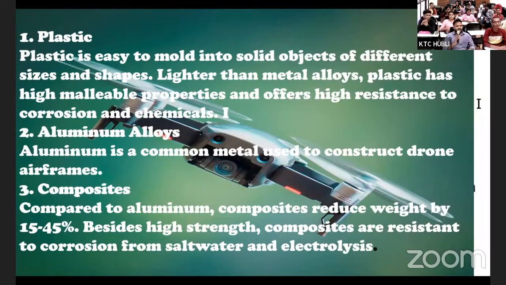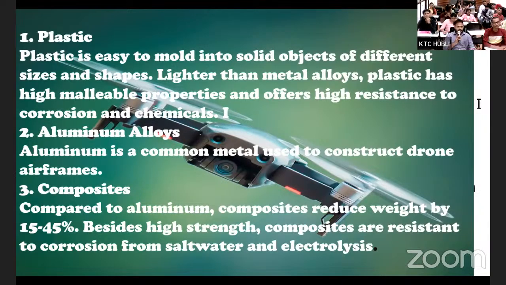But plastic can be corroded by chemicals, so they use aluminum alloy because it is resistant and not corrosive, and it is a lightweight material. Compared to aluminum, composites reduce weight by 15 to 45%. Besides high strength, composites are resistant to corrosion from salt water and electrolytes.